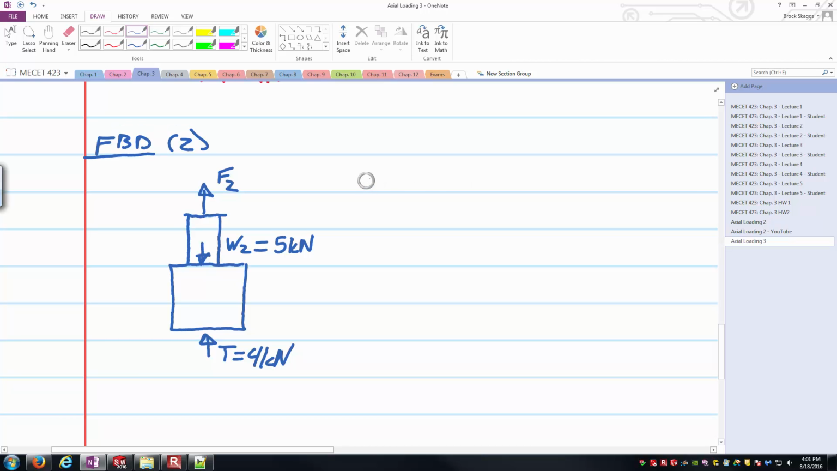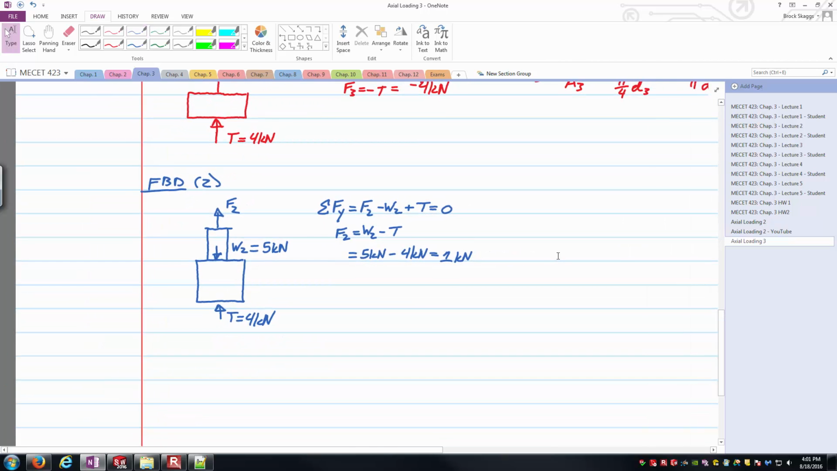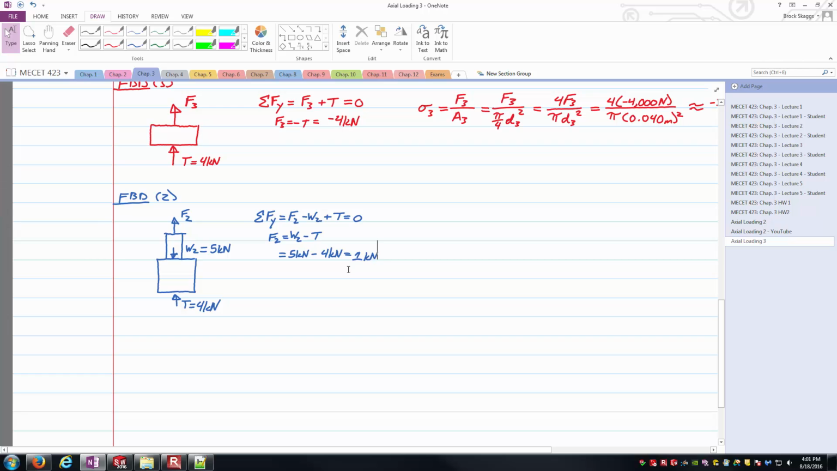Next step, of course, is to write the equilibrium equation, because I've got to figure out what that F2 is going to be. Here, upward is positive, so we'll go F2 minus W2 plus my T is equal to 0, and solve for F2. That's W2 minus T. W2 is my 5 kilonewtons, my T is 4 kilonewtons. 5 minus 4, well, that's just 1 kilonewton there. And so that's looking good at this point. I've got an axial force of 1 kilonewton carried by this section, and notice it's a positive value this time, so that means my assumption was correct, and that is indeed in tension.